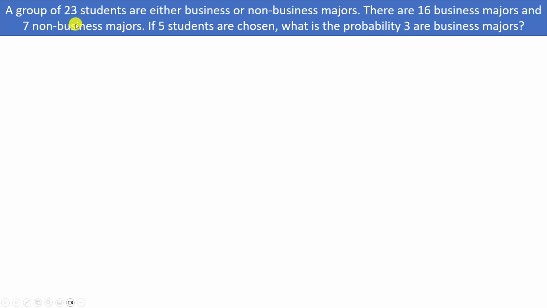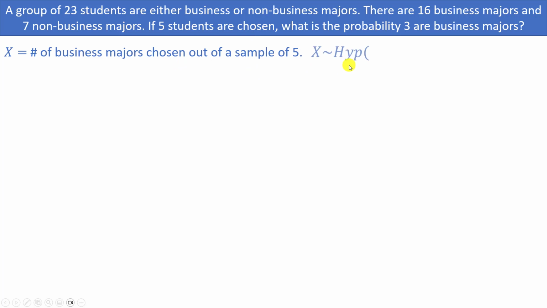A group of 23 students are either business or non-business majors. There are 16 business majors and 7 non-business majors. If 5 students are chosen, what is the probability that 3 are business majors? Let's let our variable x represent the number of business majors chosen out of our sample of 5. x follows a hypergeometric distribution because we are sampling without replacement. Once we've chosen one student, we can't choose that student again.